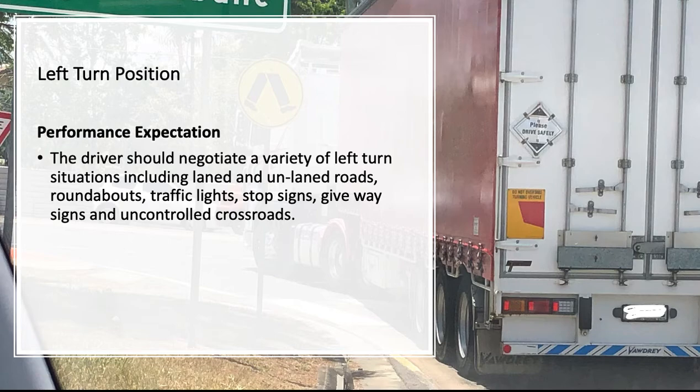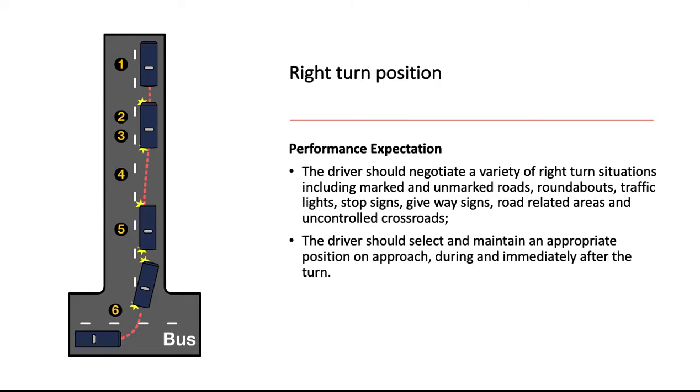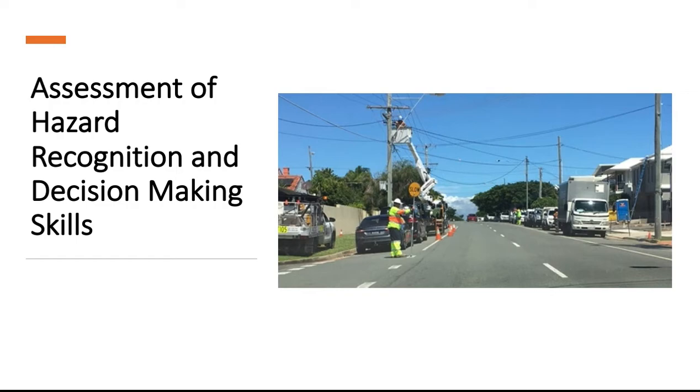Roundabouts, traffic lights, stop signs, give way signs, and uncontrolled crossroads. Right turn position. The driver should negotiate a variety of right turn situations, including marked and unmarked lanes, roundabouts, traffic lights, stop signs, give way signs, road-related areas, and uncontrolled crossroads. The driver should select and maintain an appropriate position on approach, during, and immediately after the turn.